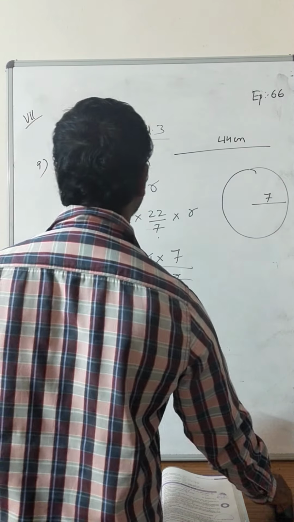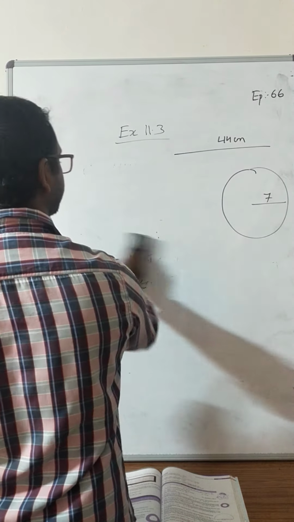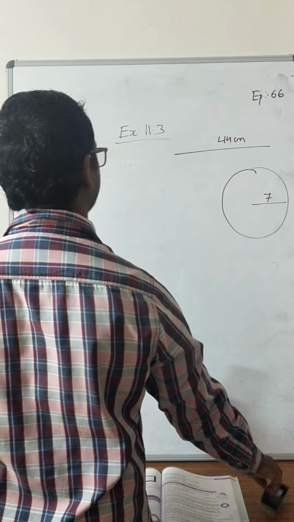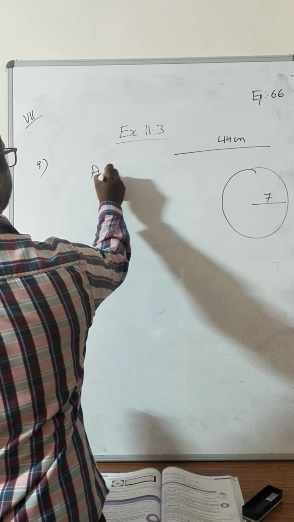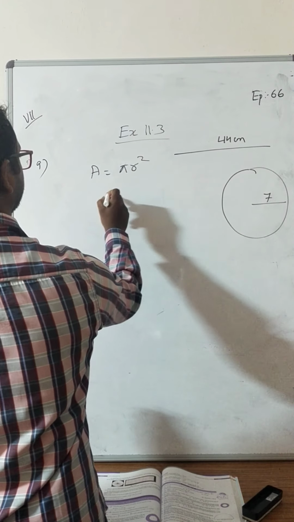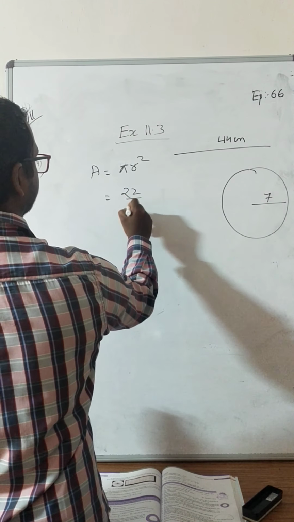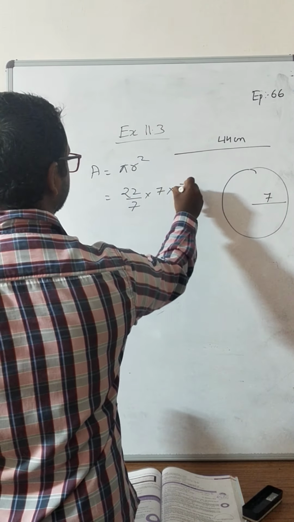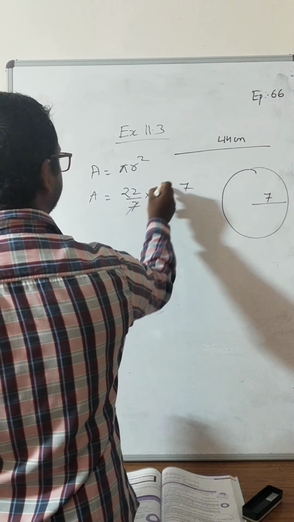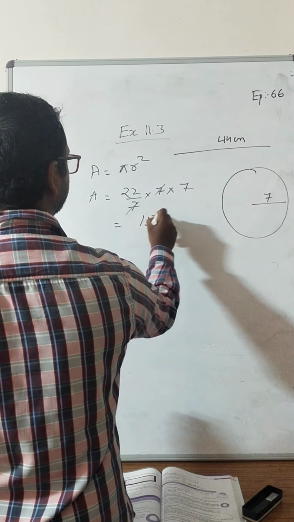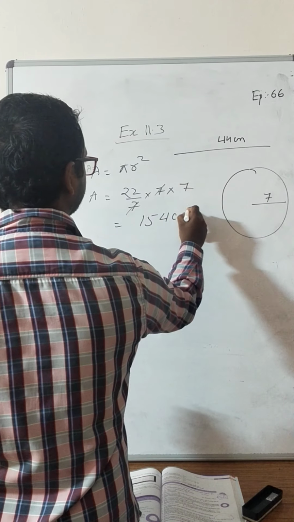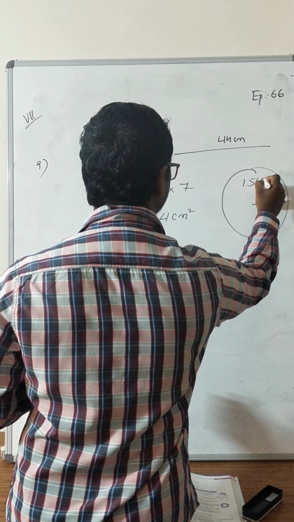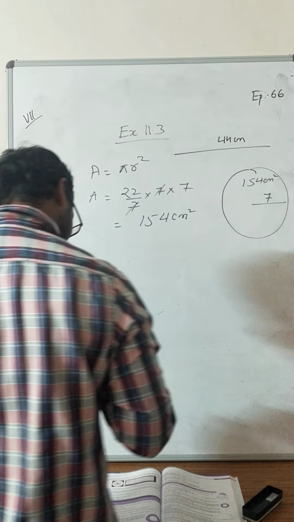Now using this radius, find the area of the circle. So 22 by 7 into 7 into 7. This is our area. So 7 and 7 will get cancelled. 22 into 7 is 154 centimeter square. So we are getting the area 154 centimeter square.